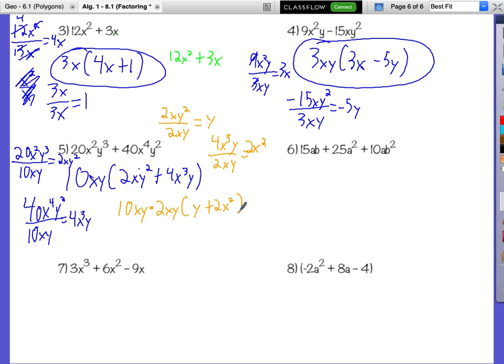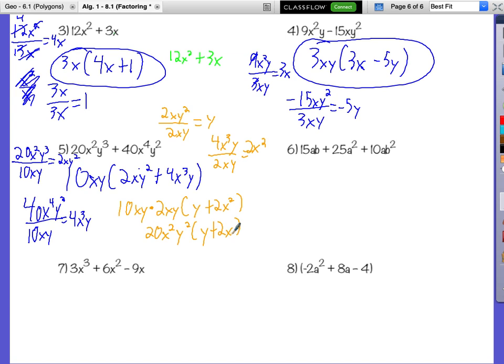And now, do these have anything in common? No. But we need to multiply these together. So 2 times 10 is 20. x times x is x squared. y times y is y squared. So if we look at this, what was our actual greatest common factor? 20x squared y squared.